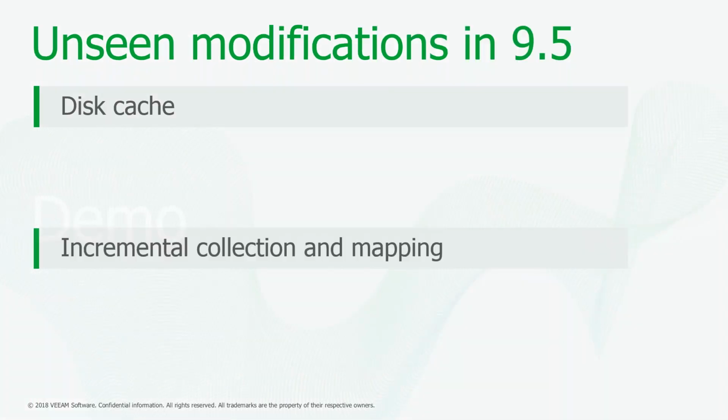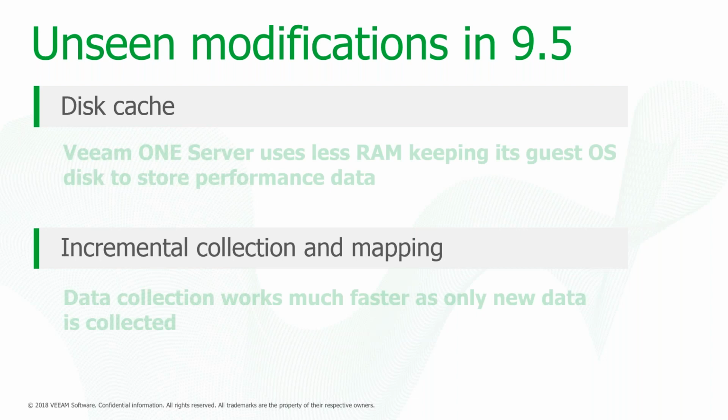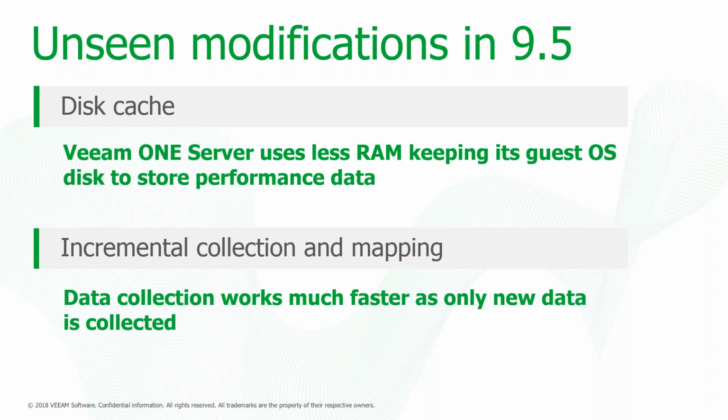So there are a number of additional modifications in 9.5 as well, but these are unseen. So these are not things that you can set or necessarily see, but certainly affect the performance in larger environments. So we have created a disk cache, giving Veeam ONE the ability to use less RAM. We're going to be able to keep and store performance data on the local guest operating system disks, giving the ability for us to access that somewhat faster.